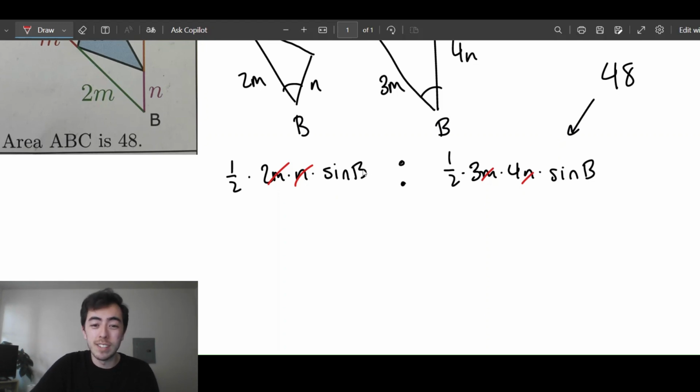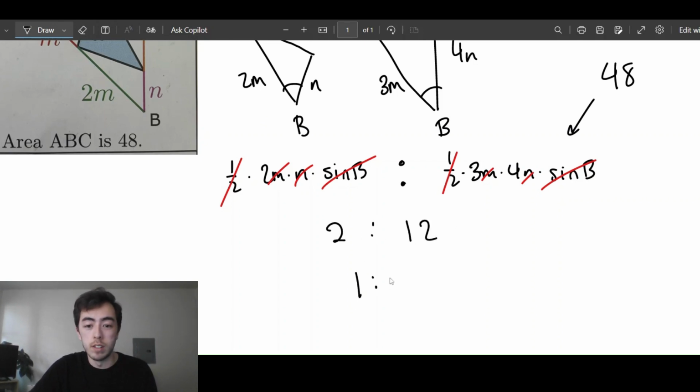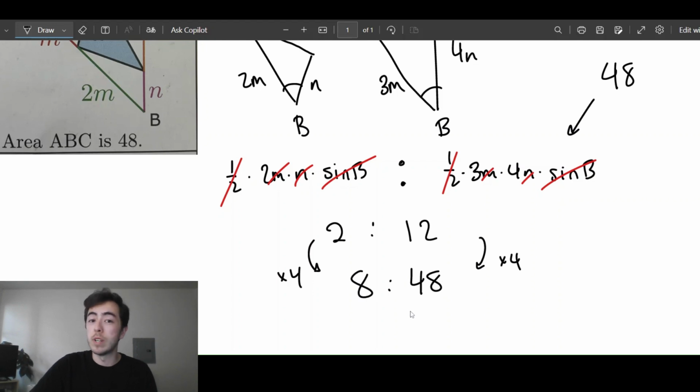And then likewise, sine of b and sine of b are just some number. They're the same number, and I can cancel them on both sides. And then finally, the 1/2 can go away. And so all I'm really left with is the ratio 2 to 12, which I can then simplify to 1 to 6. Or I could actually unsimplify it. I could multiply this side by 4, which would mean to keep the ratio the same, I'd have to multiply this side by 4. And I'm going to get the ratio of 8 to 48.